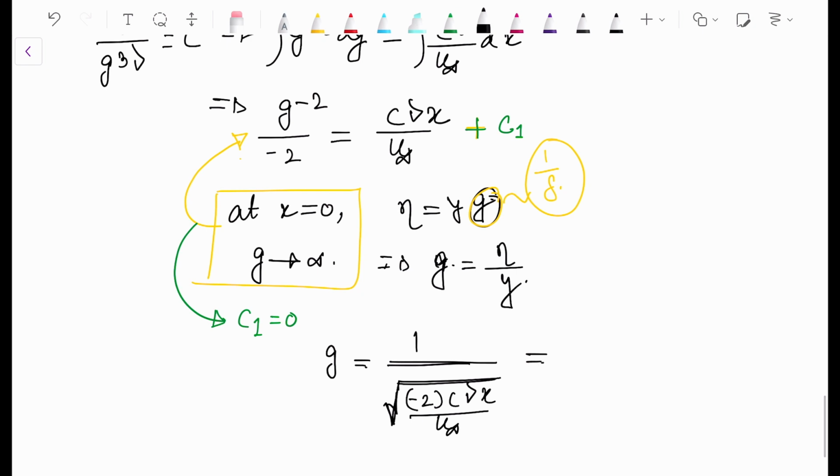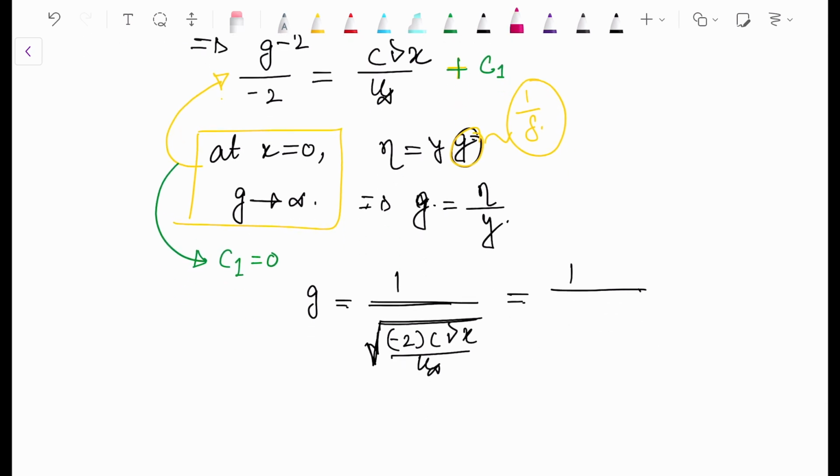Okay, now see that under root we cannot have any negative thing, so from this I can say that c must be negative. So let us have C as minus 1, and this is what Blasius took to get the Blasius solution. Okay, so let us have C as minus half.